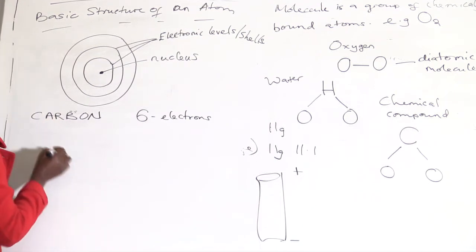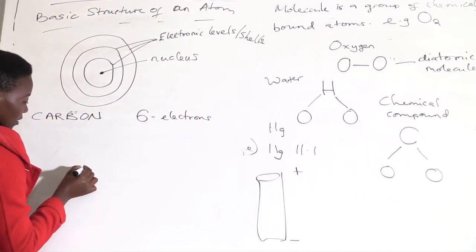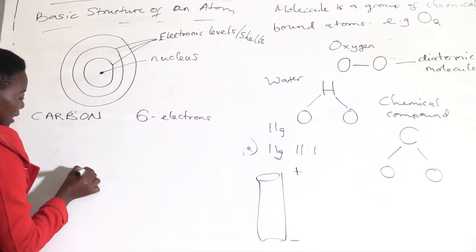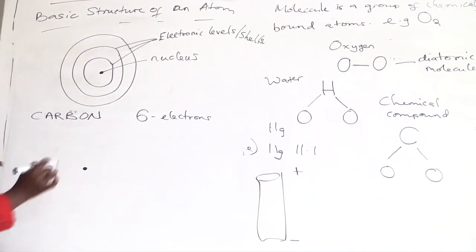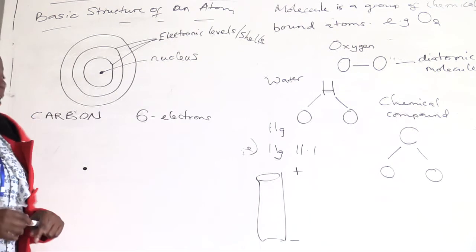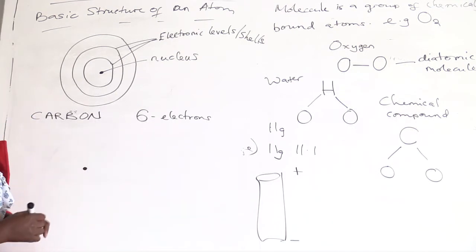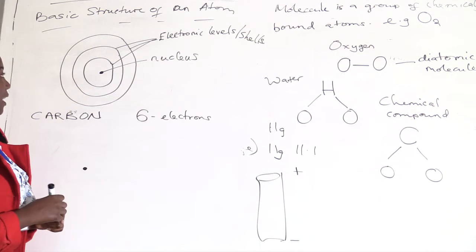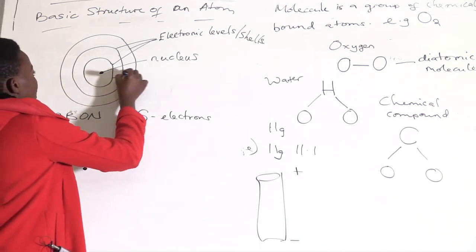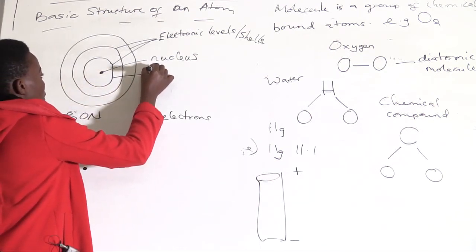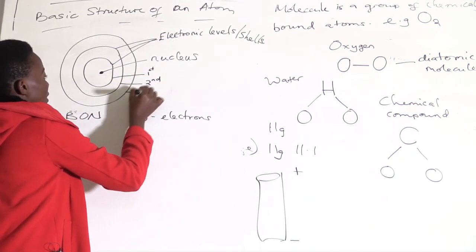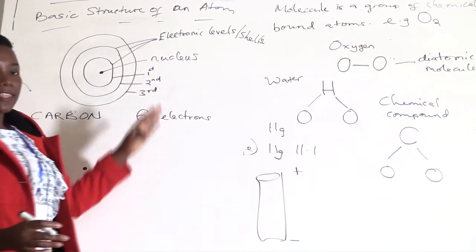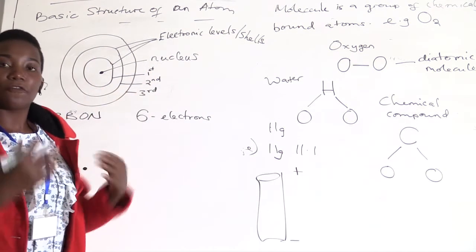Okay. So, if this is our nucleus, we expect that the number of neutrons and protons is found in the nucleus. Now, how do I place the 6 electrons in the shells? The first electronic level. This one is the first electronic level. This one is the second. And this one is the third. Okay? So, these electronic levels have rules of fitting electrons.